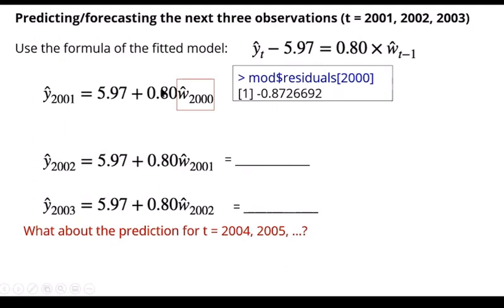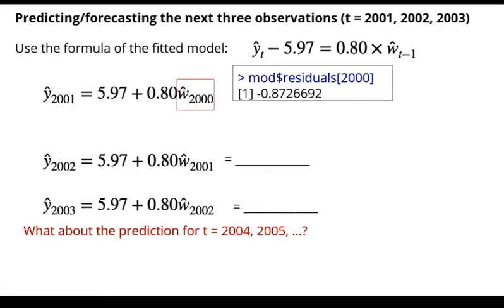So if I want to make a prediction of what the value is going to be at the 2001 data point, I need to know the 2000 residual. To get the 2000 residual, this is going to be the code: model$residuals, and I put 2000, and that gives me that. Then I plug in this guy here, multiply it by 0.80 and add to 5.97, and I will have a prediction for 2001.